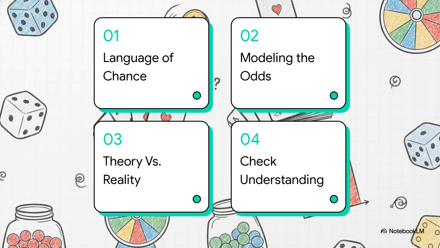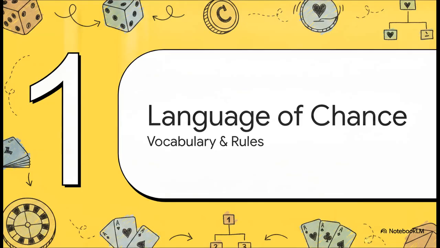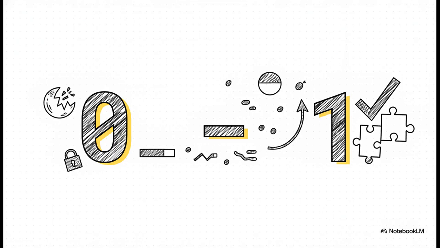Here's our roadmap for today. First, the language of chance. Next, modeling the odds. Then, theory versus reality, and we'll wrap it all up with check your understanding. All right, Section 1, the language of chance. Before we calculate anything, we really need to nail down the vocabulary and rules. So, before we crunch any numbers, we have to understand the basic ground rules.